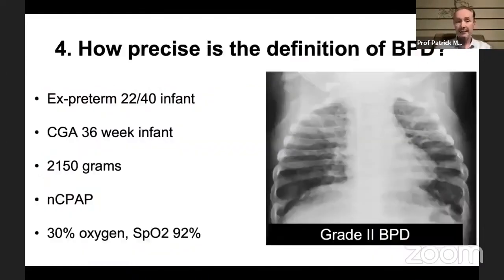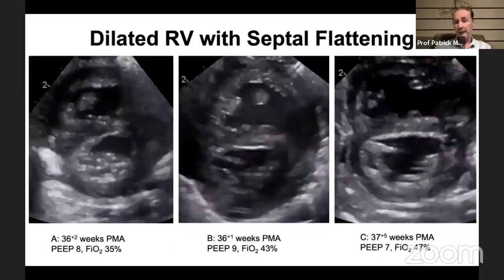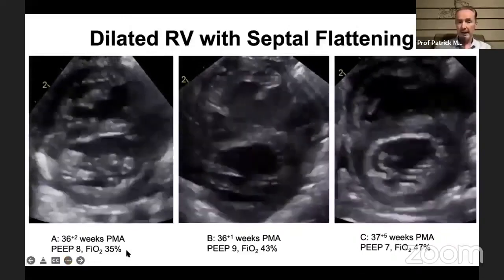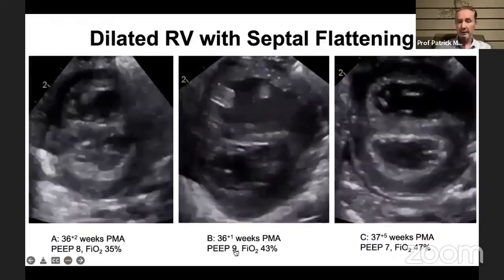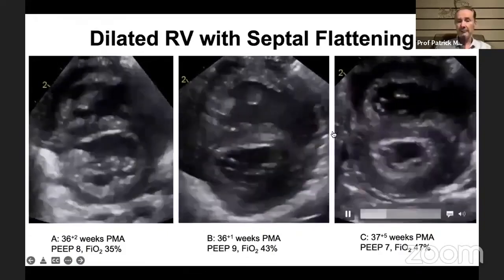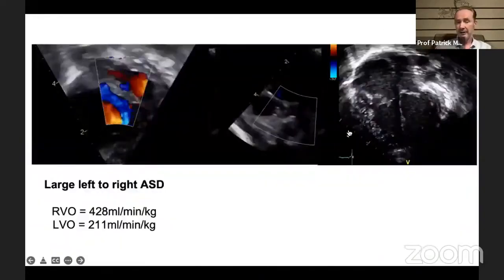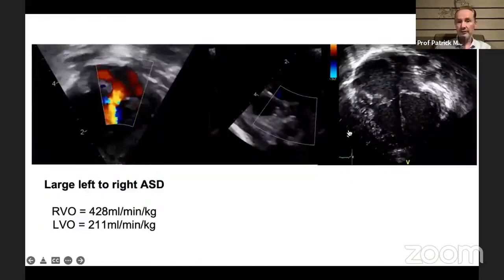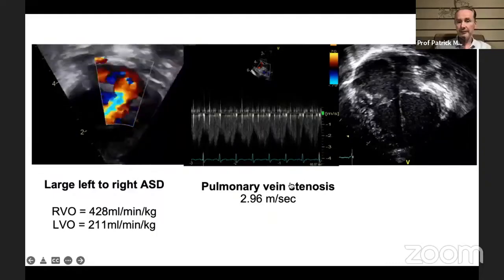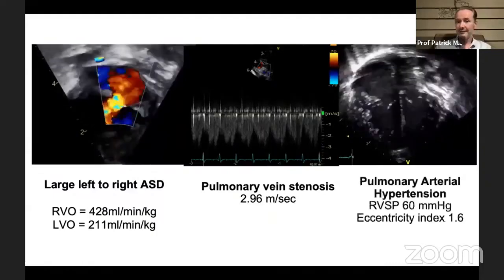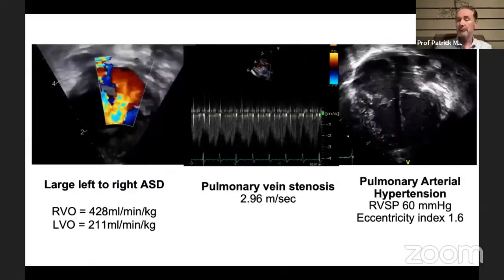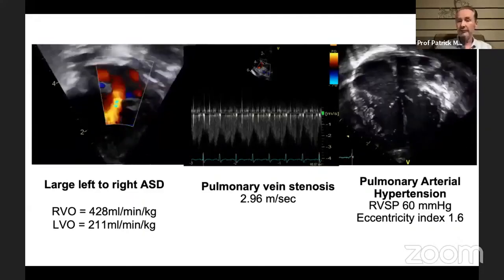Finally, how precise is the definition of BPD? Well, if you look at these 3 cases, which are real cases, all at 36 weeks, all on CPAP in about 30 to 40% oxygen, subjectively, the right ventricle does look dilated and the septum looks flat. The baby on the left actually has a large left to right atrial shunt. The baby in the middle has pulmonary vein stenosis. The baby on the right has pulmonary arterial hypertension. So for what looks like the same disease, meaning BPD with pulmonary hypertension, the physiology is very different.